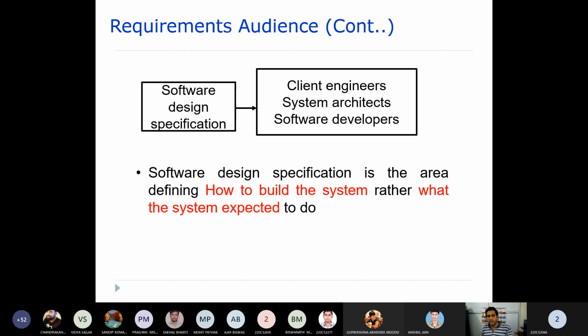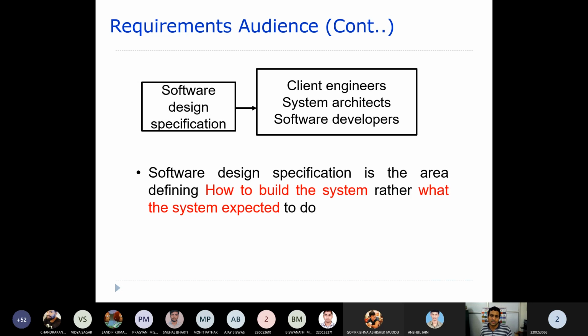Now the software design specification is the other document you can think of. The specification is meant only for design purposes. So who are the persons going to use this software design specification document? Usually the client engineers, because they are involved throughout the project, and the business analyst and the software developers. The end user is not going to come in here, because the end user will not understand all the technical aspects. When you are going through a design, it's all technical aspects.